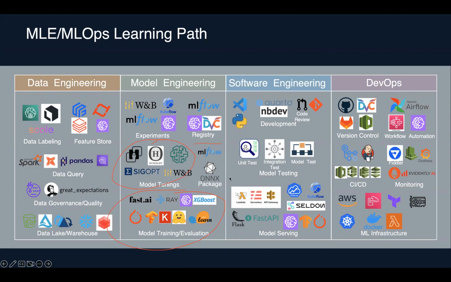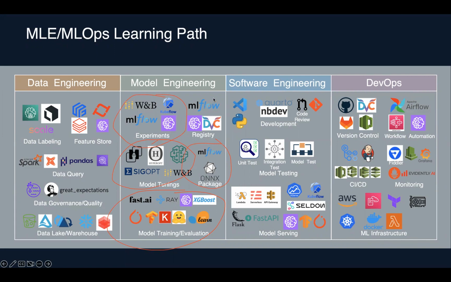On the packaging side, ONNX is a great format for language-agnostic model packaging. MLflow can be used for model packaging as well. But MLflow is probably better known for model experimentation, but there's Weights and Biases as well. SageMaker has its own experimentation tool.